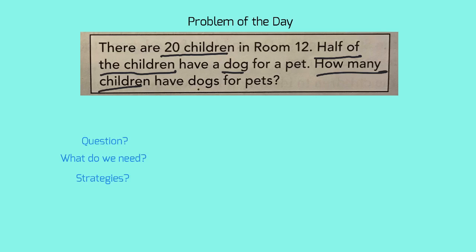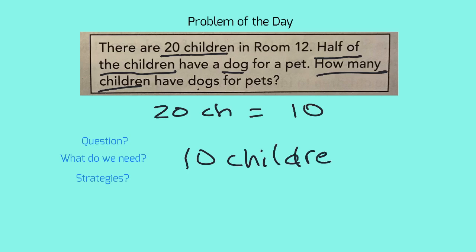have dogs for pets? So we know that we have 20 children, and it says half of the children have a dog for a pet. And we know half of 20 equals 10. So how many children have dogs for pets? Yes, 10 children. Good job.